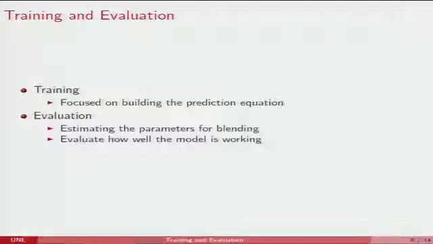The evaluation step is that once we've done the training, we've got two things left to do. I need to estimate the parameters, since it's a two-step model, for blending. Okay? And also, if I'm looking at doing something different, doing something new, can't just assume that it's going to be better than what I had before. I want to know, first of all, is it? And second of all, how much? And so we want to take a look in terms of how well the model is working.